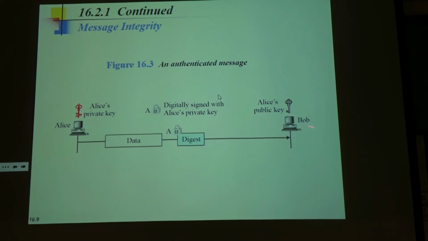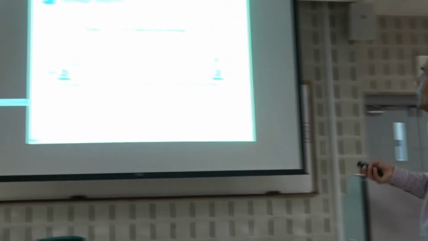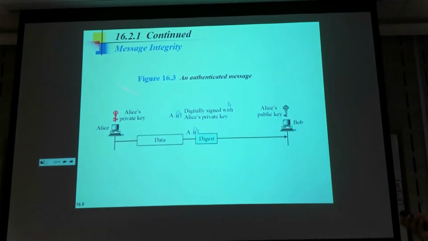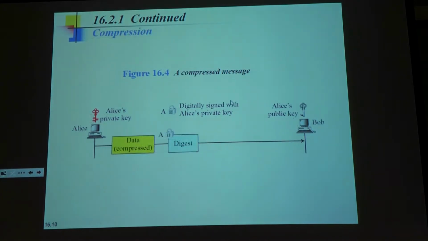What is the first thing Bob has to do? Generate the digest again. Number two, unlock the digest, and compare the two digests, the received one and the checked one. If they are the same, then the message is integral, no changes have happened. If they are different, somebody has played with the message. So in this scenario, we were focusing on message integrity, how to make the message integral, no privacy.